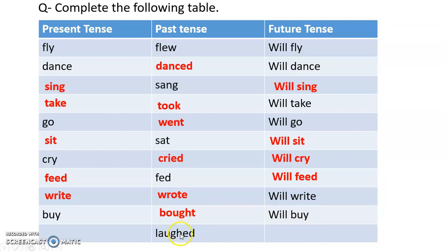Next, the past tense is given, laughed. The future tense and present tense is not given. So, what will be the future tense of laughed? Okay, very good. The future tense will be will laugh. So, if the future tense is will laugh, what is the present tense? Yes, the present tense is laugh, laughed, and the future tense is will laugh.